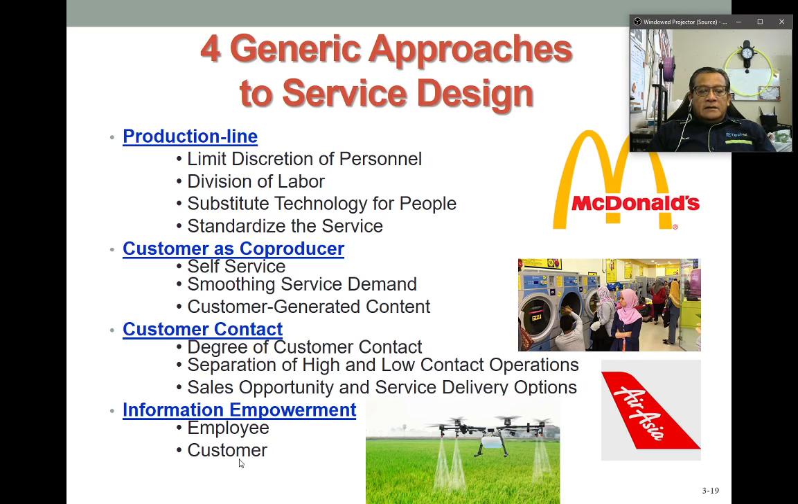Last but not least, the fourth generic approach is information empowerment, in which the service provider needs to empower the employee and also needs to empower the customer. One good example of information empowerment is an industrial drone for spraying pesticide on the paddy field, in which the operator of the drone needs to have all the information necessary to execute the pesticide spraying job.